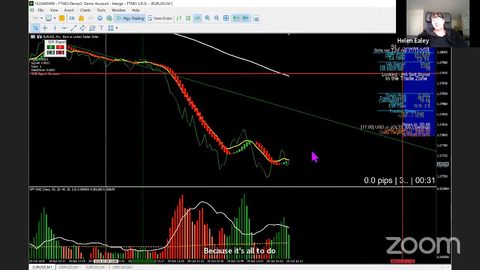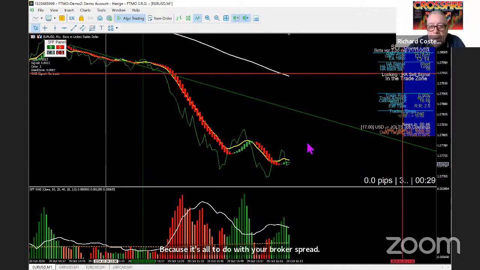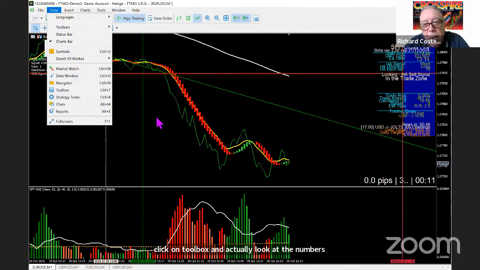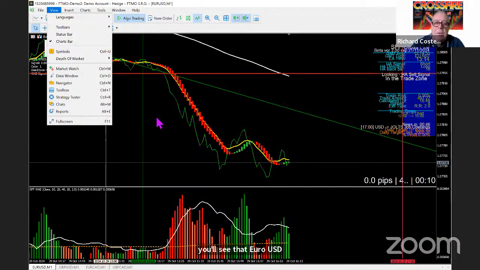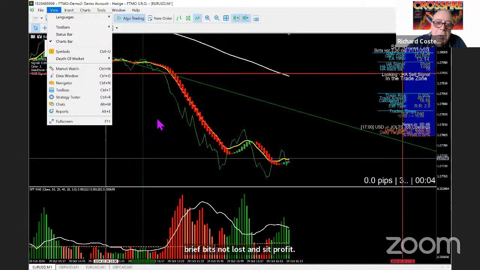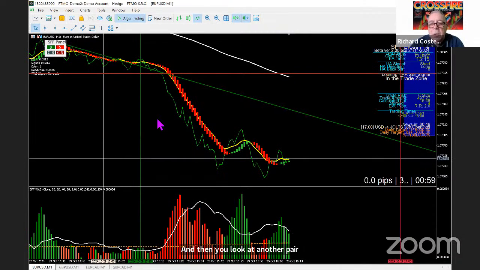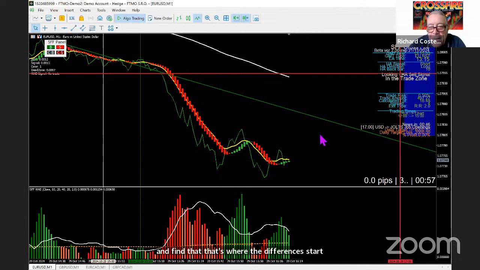I was just going to say, I bet it varies pair by pair. Yes, it will do, because if you go into the toolbox, click on toolbox and actually look at the numbers, you'll see that Euro USD will almost exactly match 3 pip stop loss and 6 pip take profit. And then you look at another pair and find that that's where the differences start to occur, and the only difference is the spread.